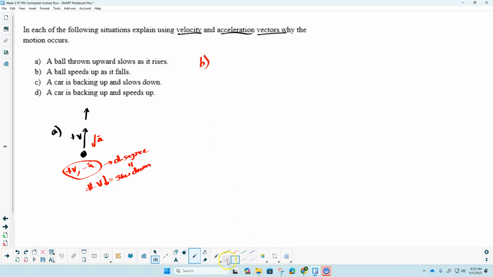For B, it's the same scenario, except it's on the way down now. So the ball is falling downward. As it falls, it speeds up. So if we look at these velocities, we have negative velocities. Our acceleration due to gravity is still the same direction, it's negative. So we have a negative velocity and a negative acceleration. So they agree. Agreement means the opposite. So if the velocity vector and the acceleration vector agree, the number for the velocity increases or gets larger, which is commonly referred to as speeding up. So that's what I mean to explain these.